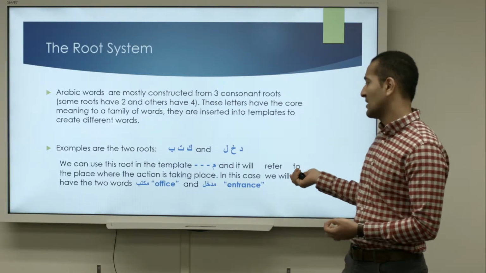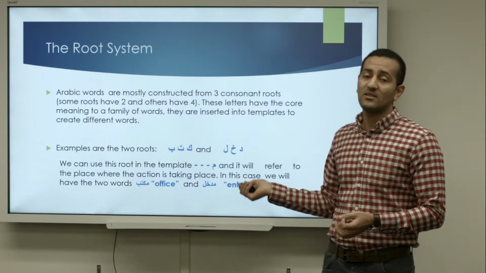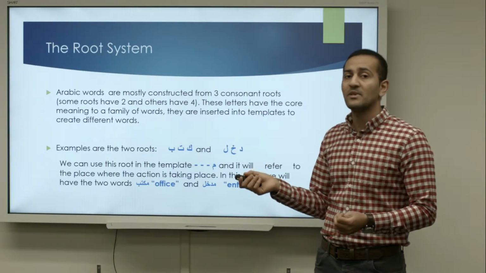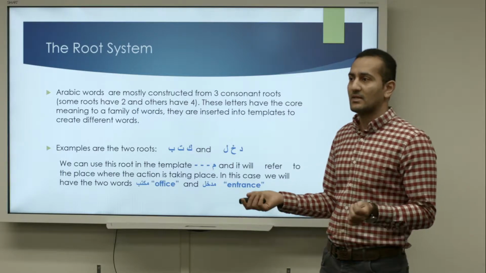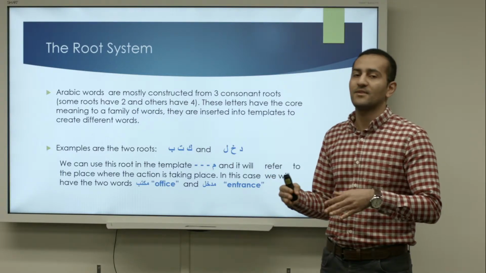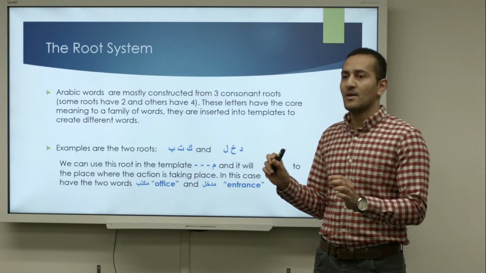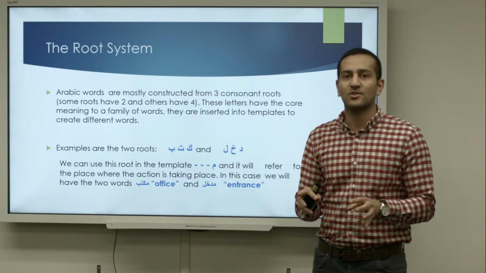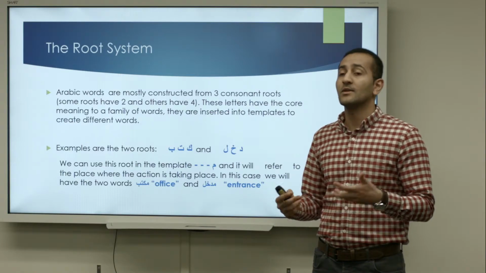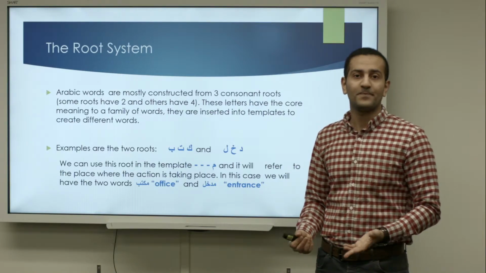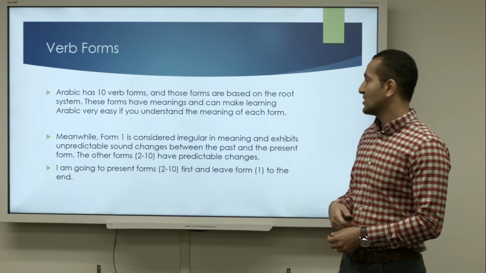Another word, da, kha, la, it will be madkhal. What is madkhal? Dakhala is to enter. This is the meaning of the root. And with M, it will be the place where the action is happening, where you enter, entrance. Let's continue.